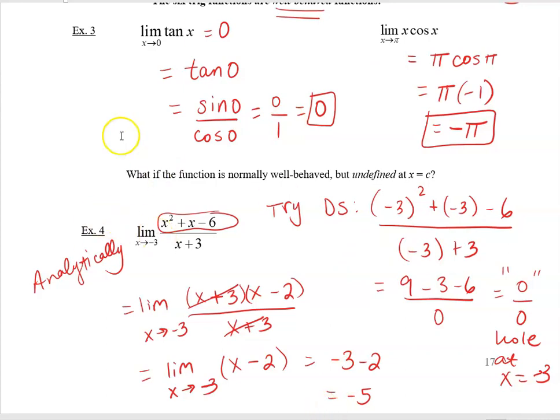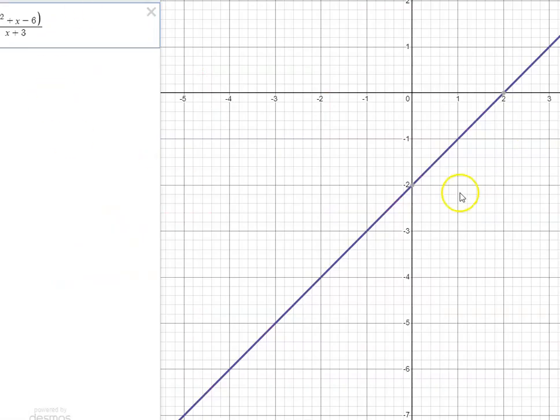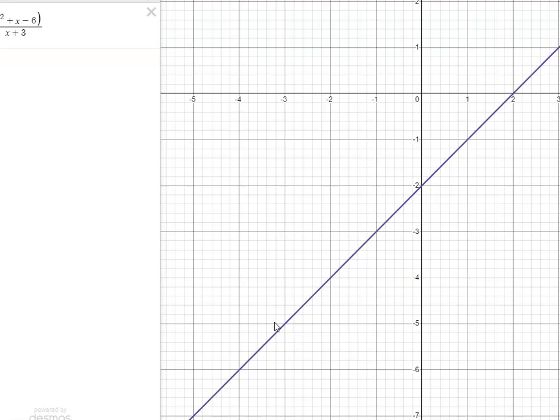Let's take a quick look at this in Desmos. So I've got the function graphed here in Desmos, and you can see x equals -3 right here. Desmos tells me that the function is undefined right there at x equals -3, but hopefully you can see that the limit there does in fact exist.